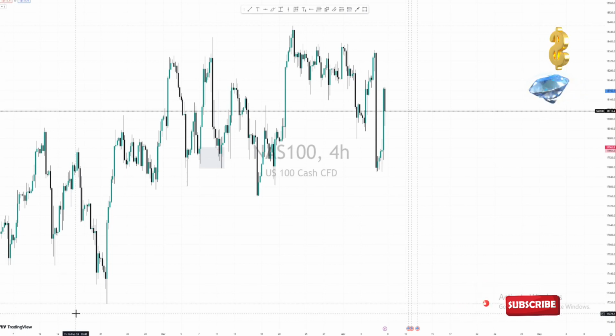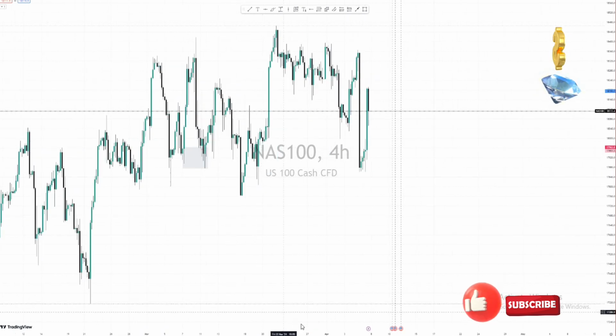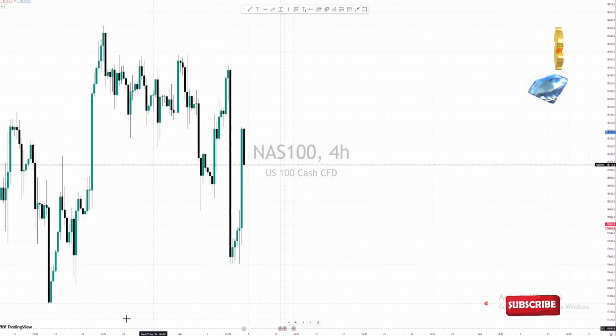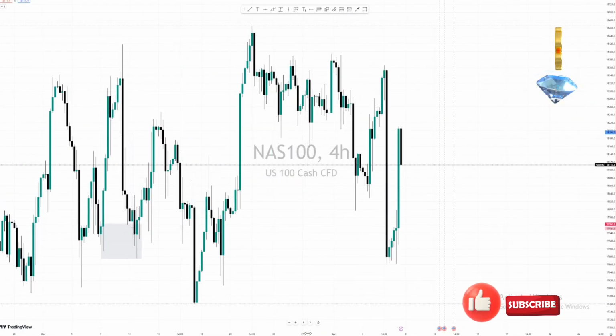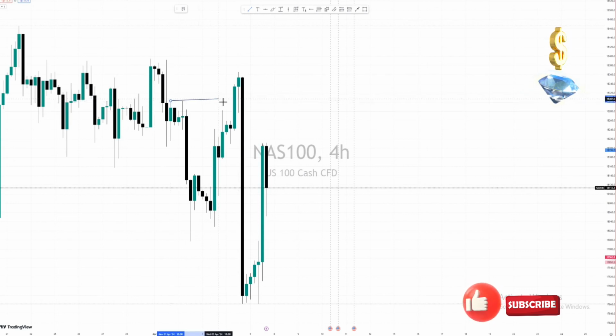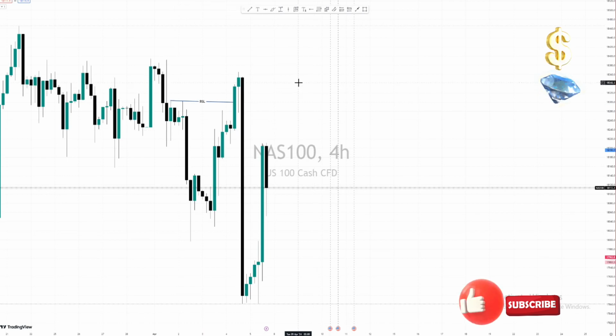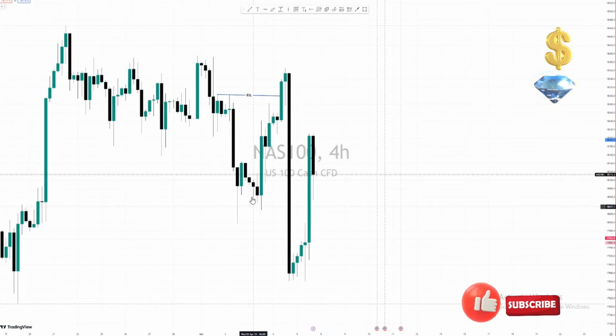Let's use this now. Let me make it a bit bigger. Now if you check this very well, this is liquidity right here. We'll call this a buy side liquidity. And here, though they are not equal lows, this is also liquidity. This is the first liquidity level here.